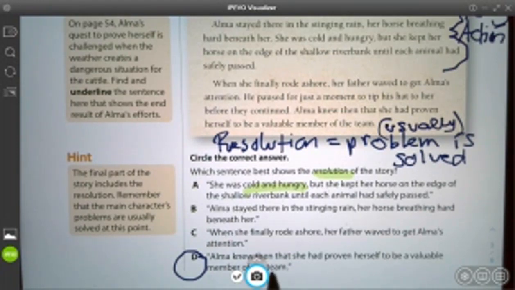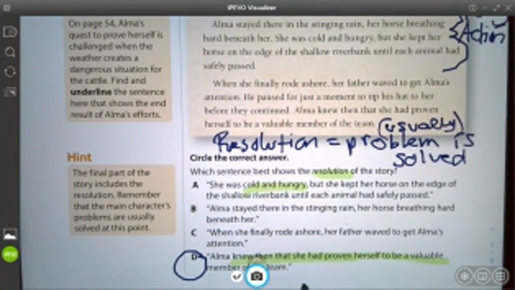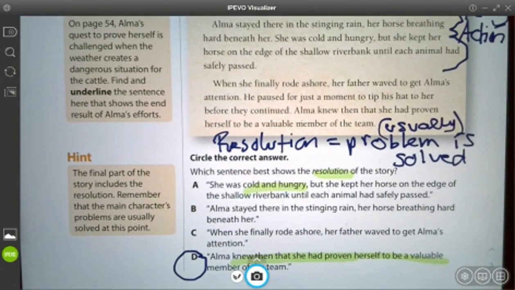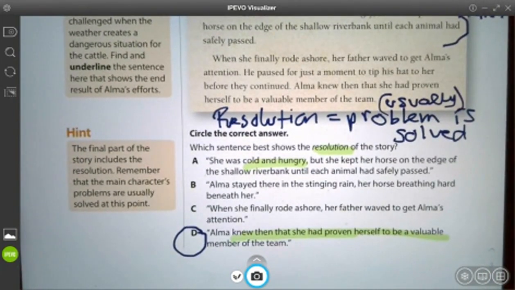So in this part, it says something really important. She knew then that she had proven herself to be a valuable member of the team. So her problem was solved. Her big problem, not only did she save the calf, but she proved herself, which was her main conflict, that she wanted to prove herself. And she finally did. So D is our correct answer because our problem is solved. And that's how I know that.